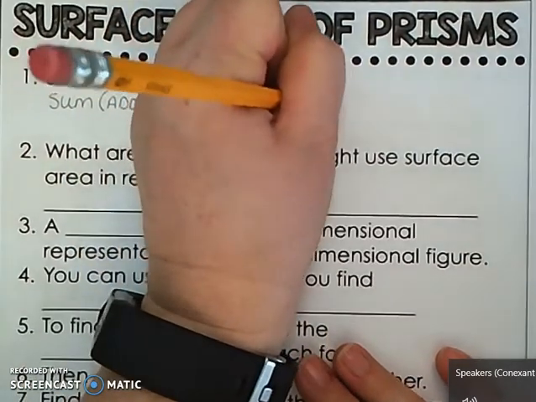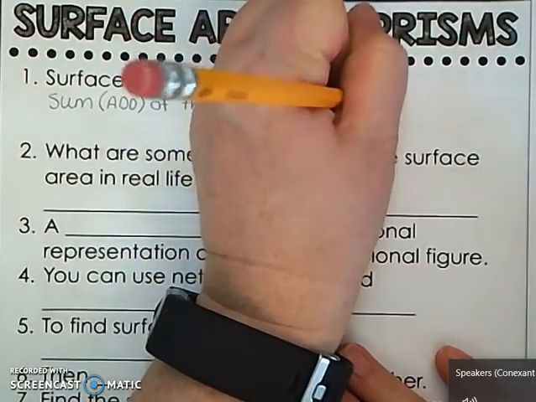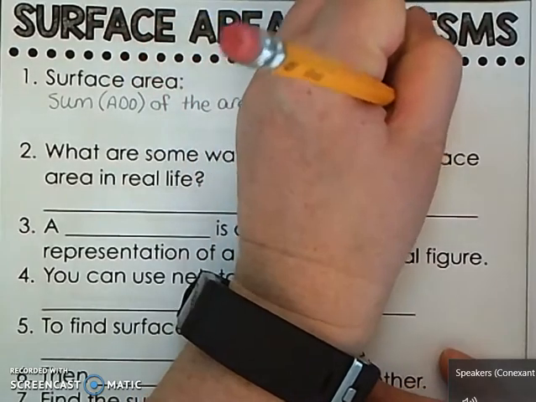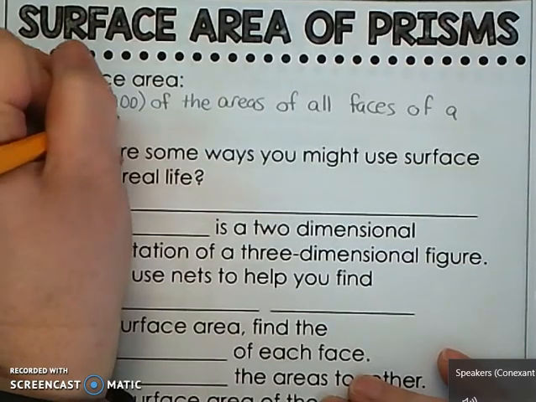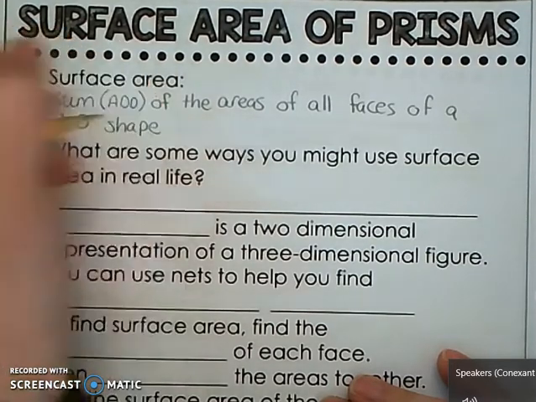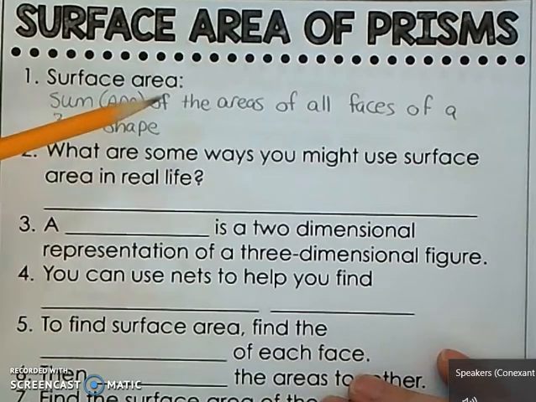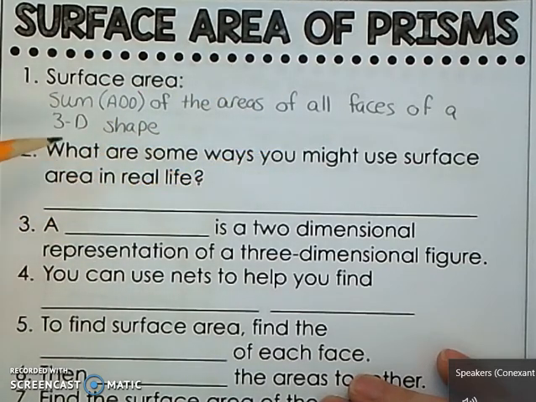of all faces of a 3D shape. So surface area is when you add the areas of all the faces of a three-dimensional shape.